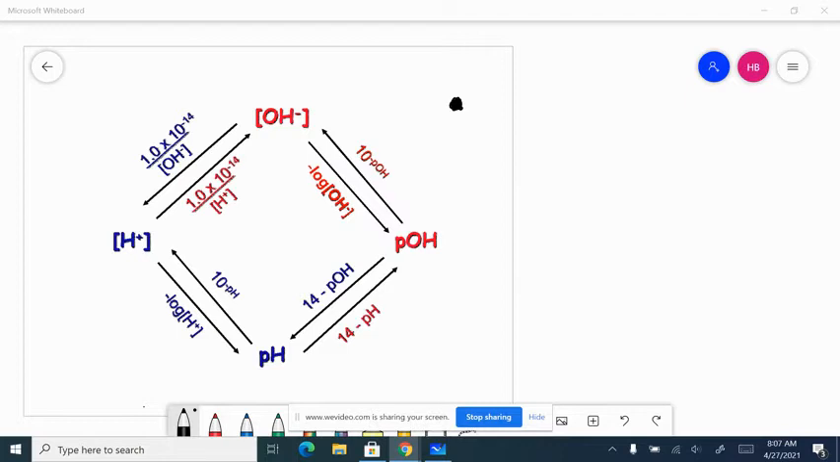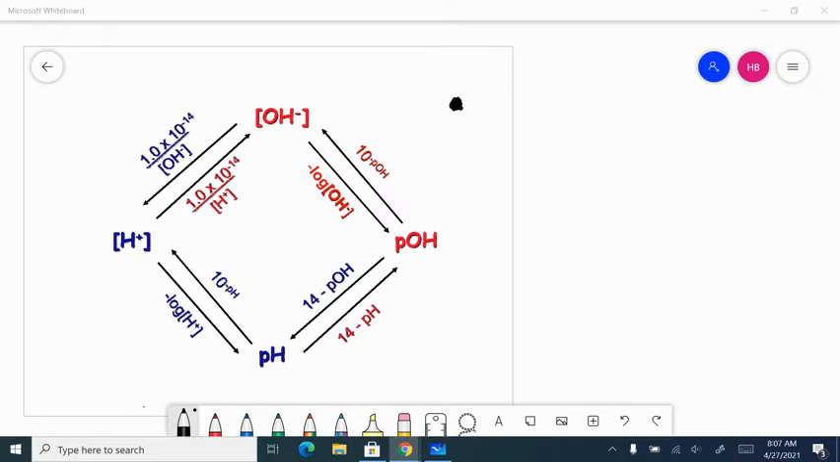Okay, chemists, today we're going to learn about pH calculations. So here's the pH square that I showed you yesterday. And I want to remind you that you're not going to need to memorize these formulas. You'll even get the square, so you just need to know how to use the formulas.